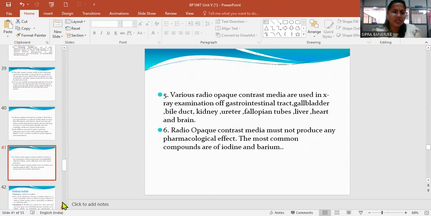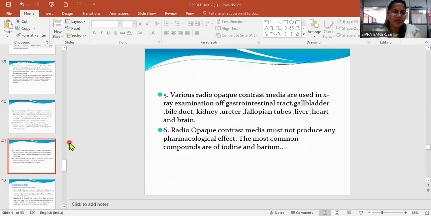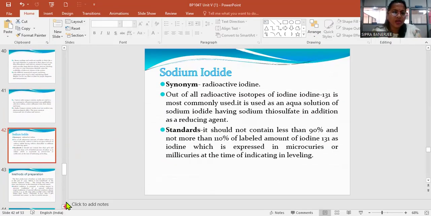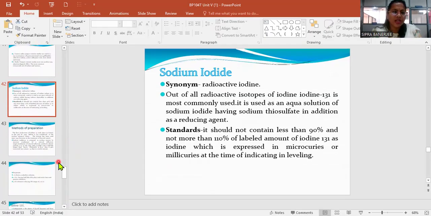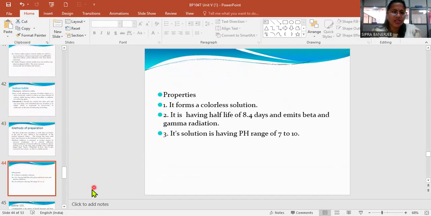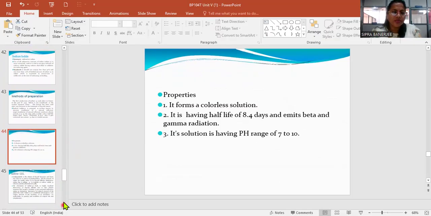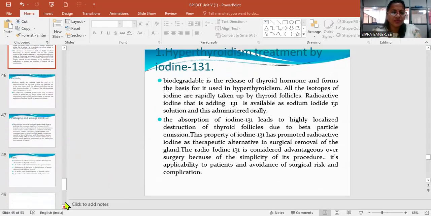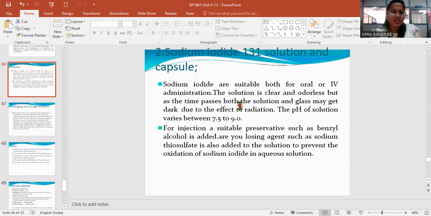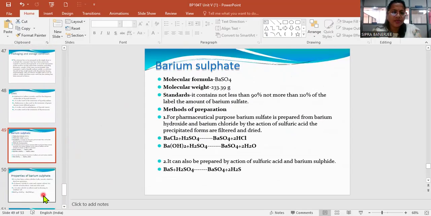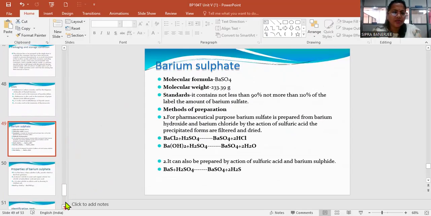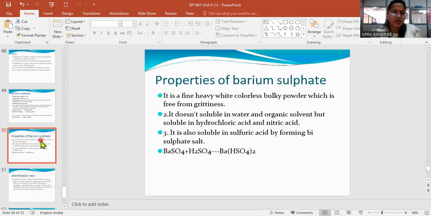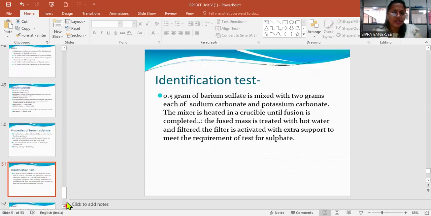Various bones and cartilage will be detected through MRI using these radioactive contrast media. These are the radio sodium iodide, with their preparation method and properties. Hypothyroidism treatment is done by iodine. Next, sodium iodide is used for different injections. Then barium sulfate is a radioactive contrast medium. It is used for MRI and CT scan. Properties and identification tests are there.